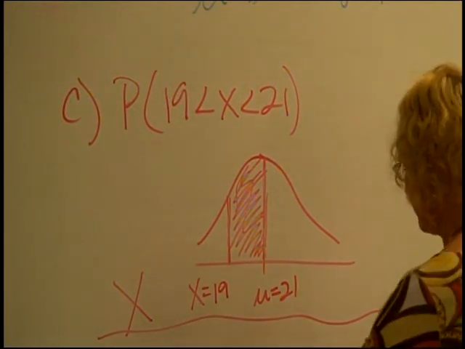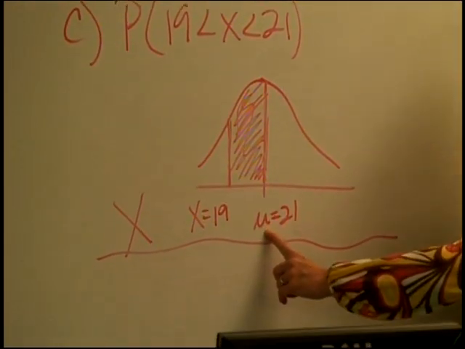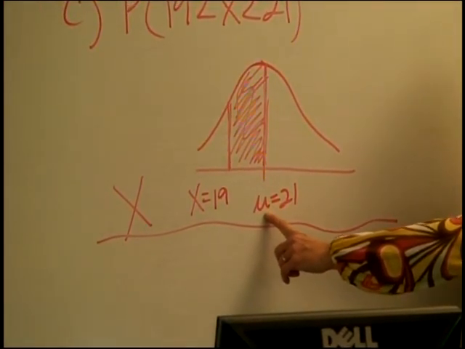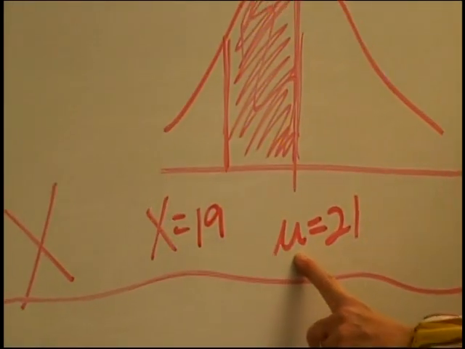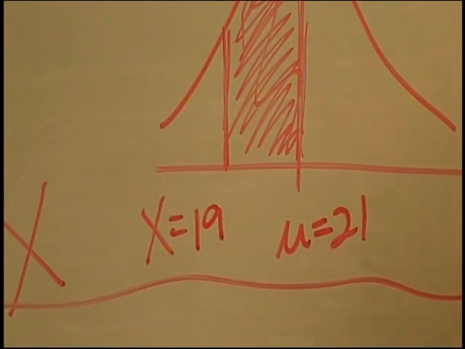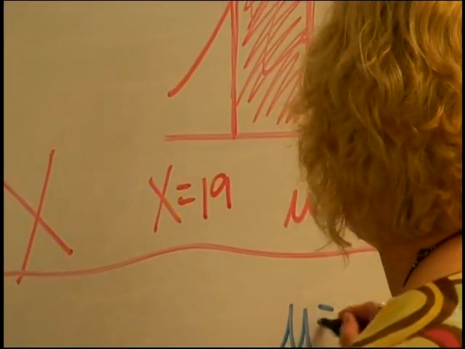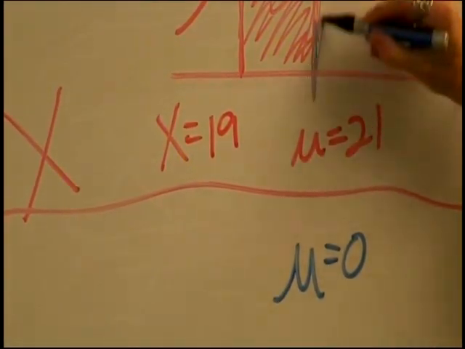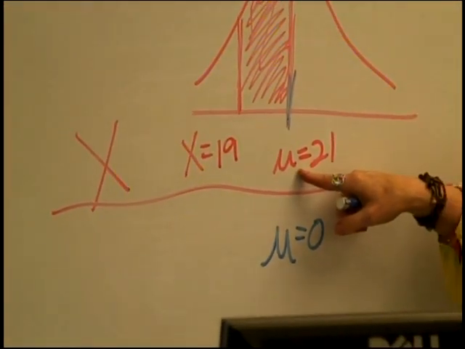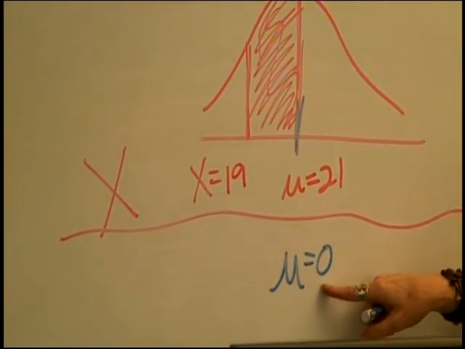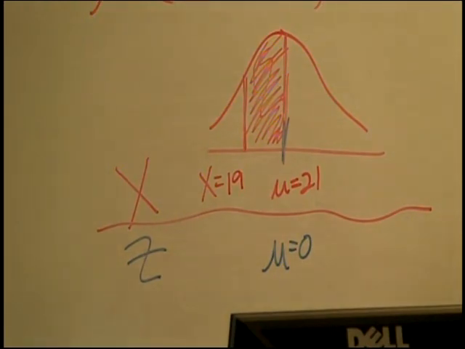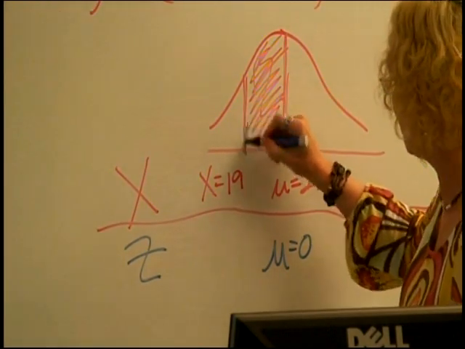Now we convert over to Z. What's the Z-score for the mean? What's the mean in the Z distribution? Z-score is 0. The Z-mean is 0. So that's the equivalent Z-score for a mean of 21. The mean in Z is always 0. And then we'll want to convert the X value of 19 to Z.